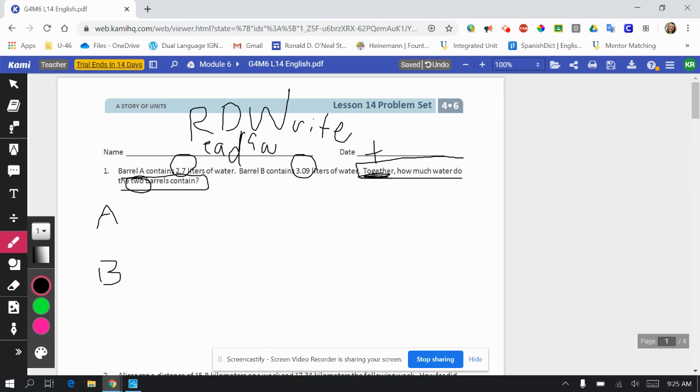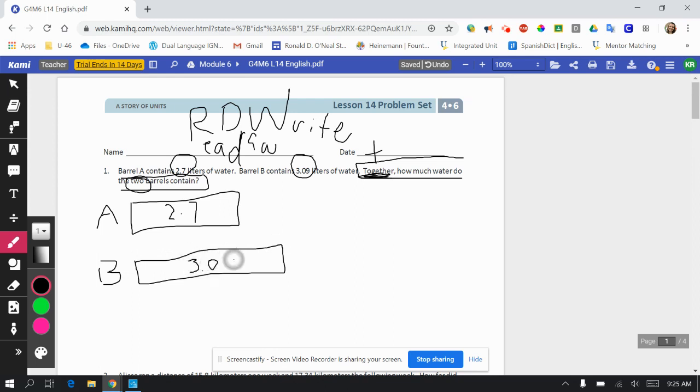A and B. A is 2.7, and then barrel B is 3.09, which is going to be larger. So I want to be sure that 3.09 is larger than the 2.7, okay? Then my word together, question mark, to say, all right, this is what I'm looking for. When I add these 2 up, what happens?